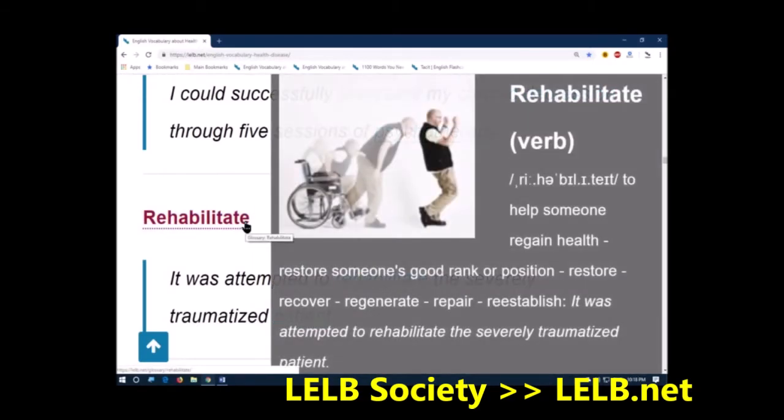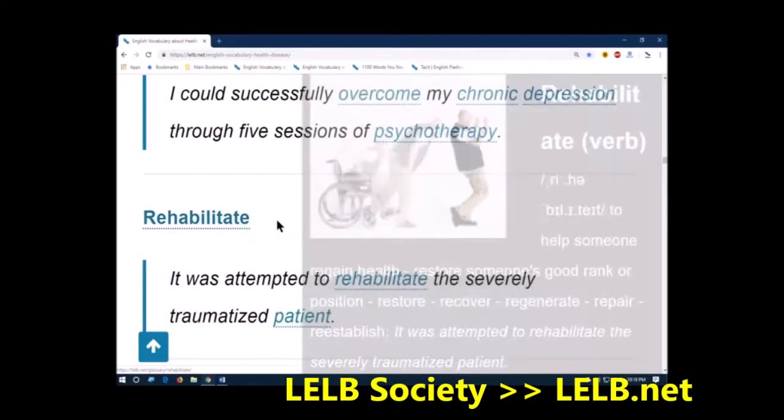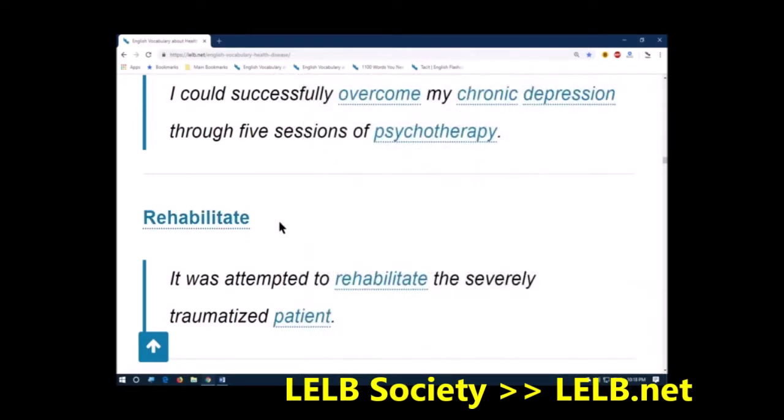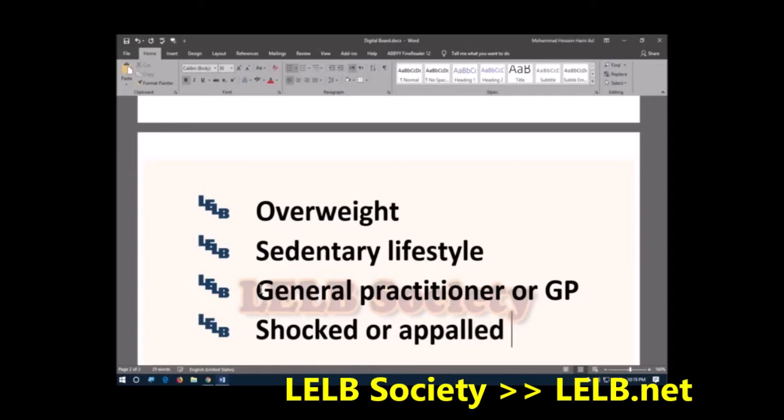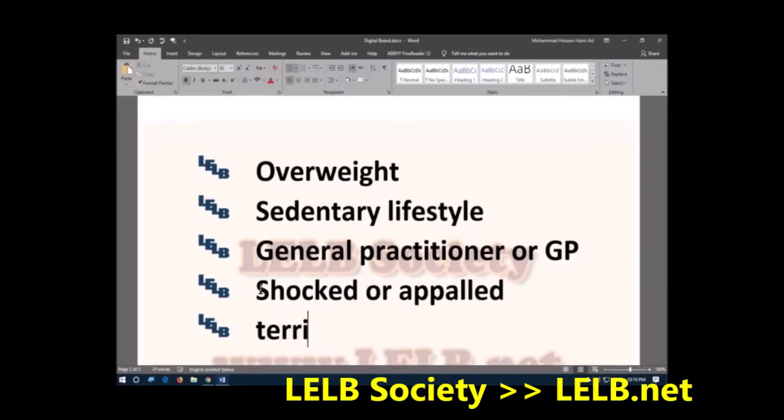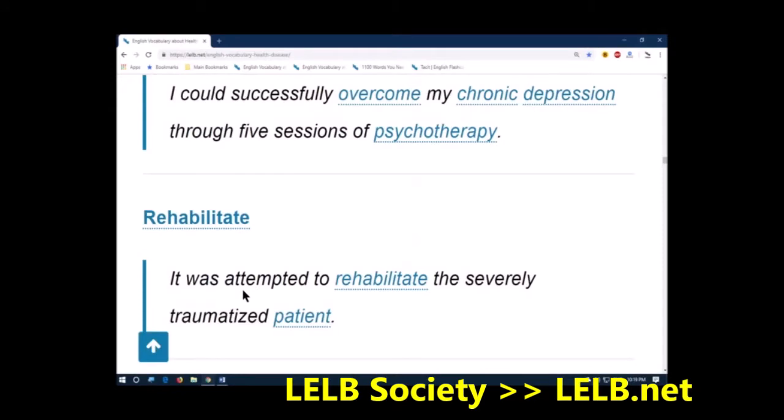Rehabilitate. To help someone regain health, restore someone's good rank or position, restore, recover, regenerate, repair, re-establish. It was attempted to rehabilitate the severely traumatized patient. Traumatized here means shocked or appalled, or you could say terrified, horrified, traumatized.